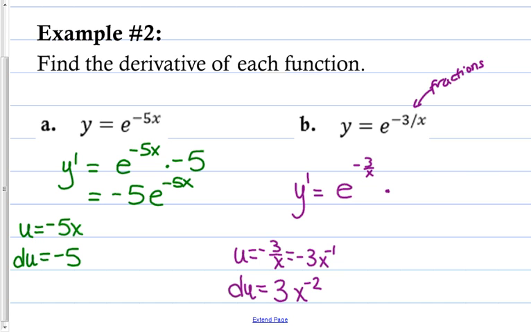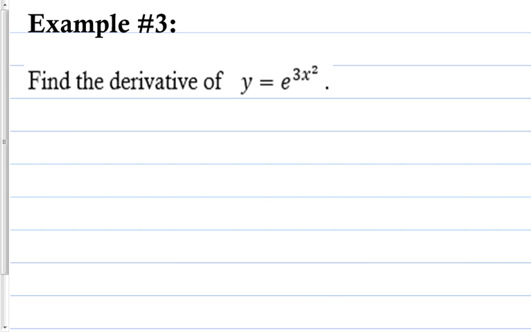So now I can multiply. I can go ahead and use this to multiply over here, right? So 3x to the negative 2. And again, I'd appreciate it if you rewrote it. Is it a must? The answer is correct either way. So I'll put that in the front, and then e to the negative 3 over x power. Okay. So we're doing the same thing.